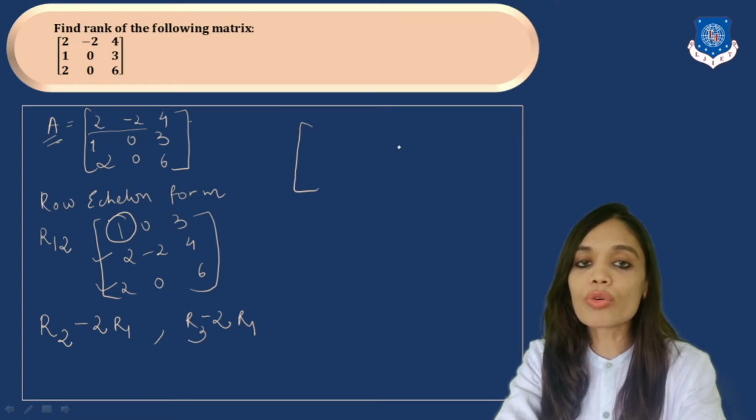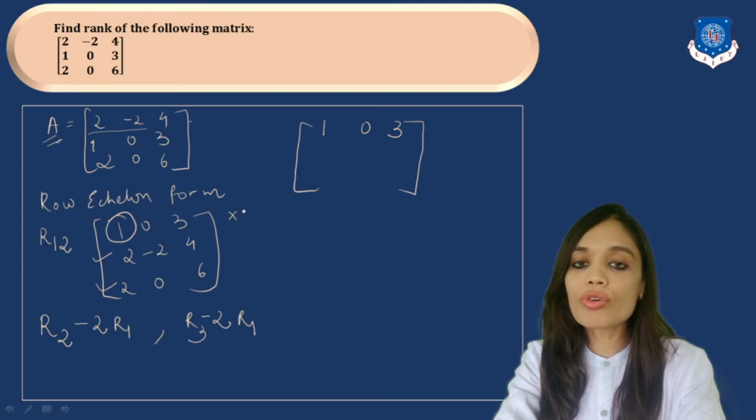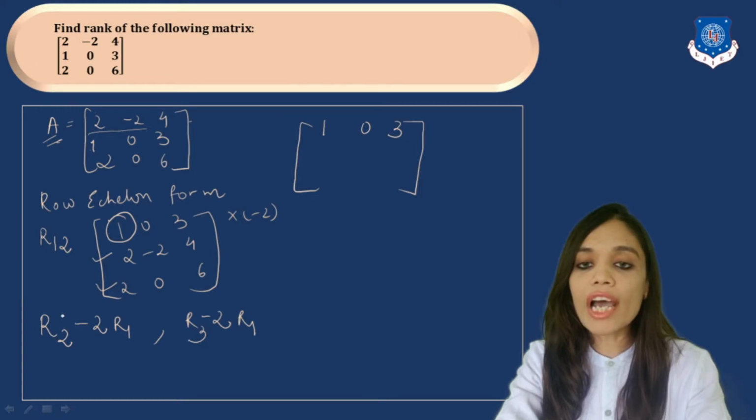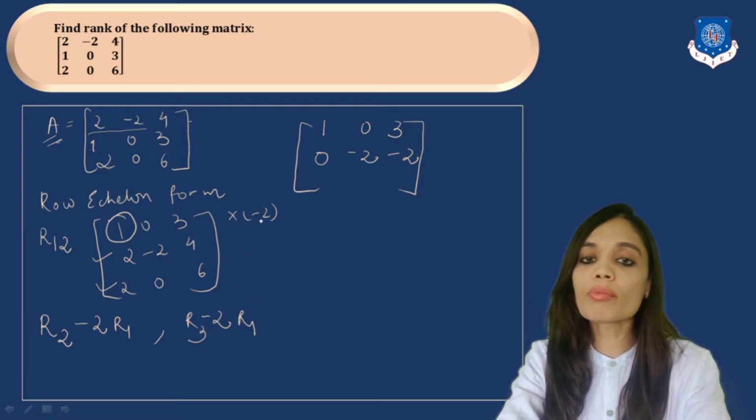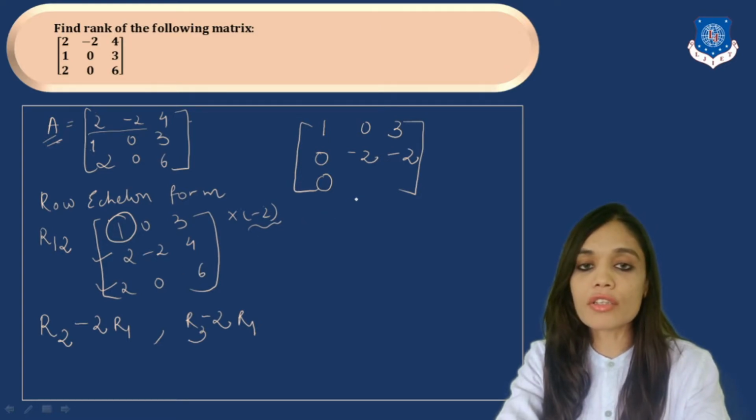Now let us apply these row operations. The first row will remain as it is. Now multiply the first row by minus 2 and add into R2. So what you will get? Minus 2 plus 2, so the answer will be 0. Now 0 minus 2, so the answer will be minus 2. Lastly, minus 6 plus 4, so the answer will be again minus 2. Similarly, you have to multiply the first row by minus 2 and add into R3. So you will get minus 2 plus 2, that will be 0. Now 0 plus 0, so again the answer will be 0. Lastly, minus 6 plus 6, so again the answer is 0.